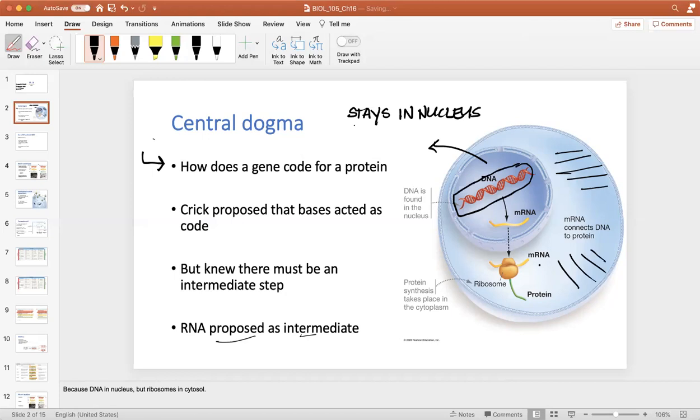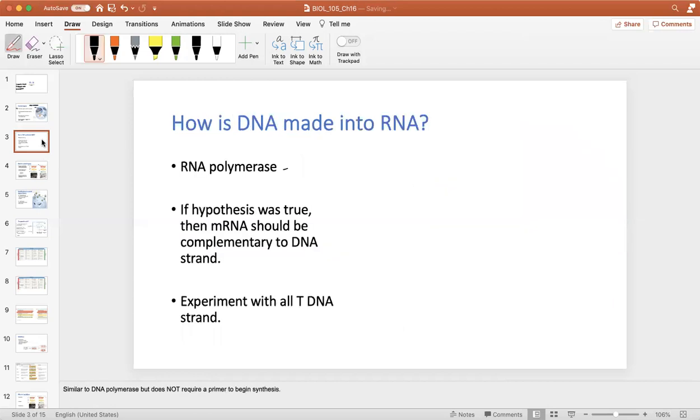And RNA was definitely proposed as an intermediate, because what folks did know about RNA at the time is that you could find RNA inside the nucleus, and you could also find RNA out here in the cytosol, okay? So in looking at RNA a little more closely, what we found was that there was an enzyme called RNA polymerase that could copy DNA and turn it into RNA.